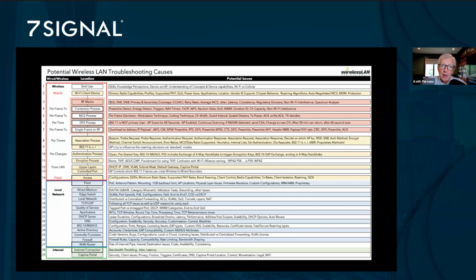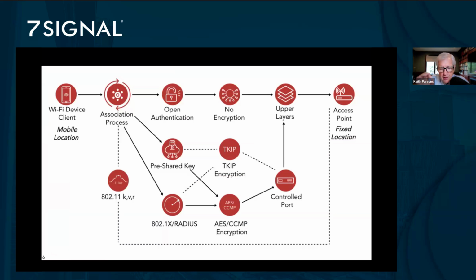Now, there's some 33 bubbles there. Each one of those bubbles has a series of potential things that could cause it and metrics that we want to look at. 7Signal has tools that'll go and look at these for you. You can look at them yourself as well. So again, learn how it works, and then you'll be much better able to do troubleshooting and planning and optimizing and tuning.